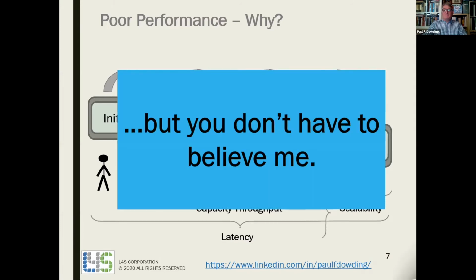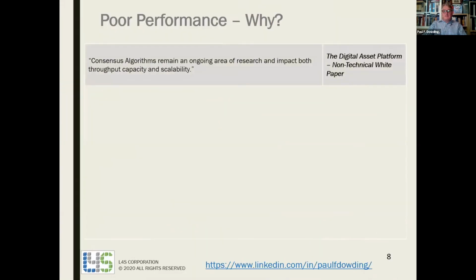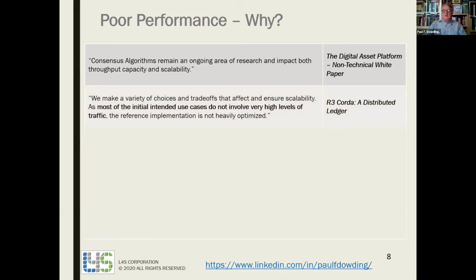You don't have to believe me. If you read their white papers, they actually admit it. Here is Digital Asset, before it sort of withdrew, or it's been put on the back burner, for the ASX in Australia: consensus algorithms remain an ongoing area of research and impact both throughput capacity and scalability. R3, the famous financial services protocol: we make a variety of choices and trade-offs.